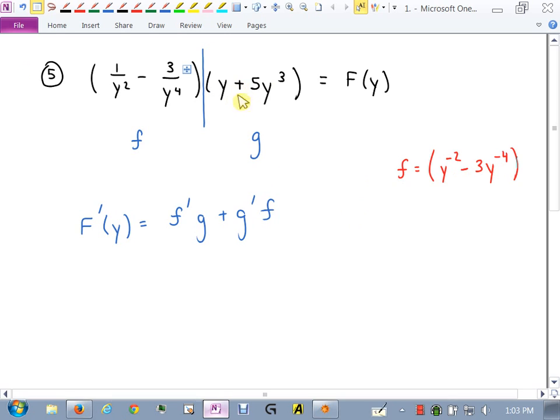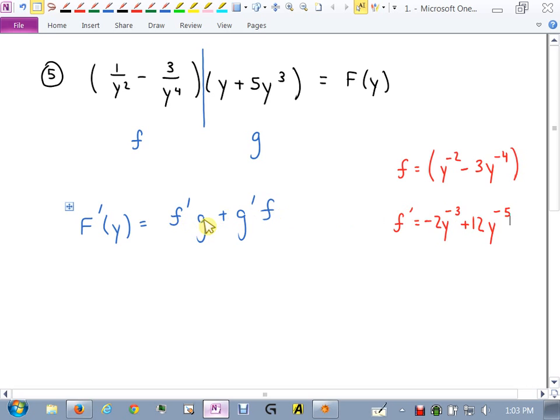This one I won't have to clean up, will I? The derivative of this is going to be pretty straightforward. Okay, let's get F prime over here while I've got it. What is the derivative of that? So power rule, negative 2 comes out. Y to the negative 3. And then the negative 4 comes out, multiplies times the negative 3. You get positive 12. Y to the negative 5. That's what this is going to be.